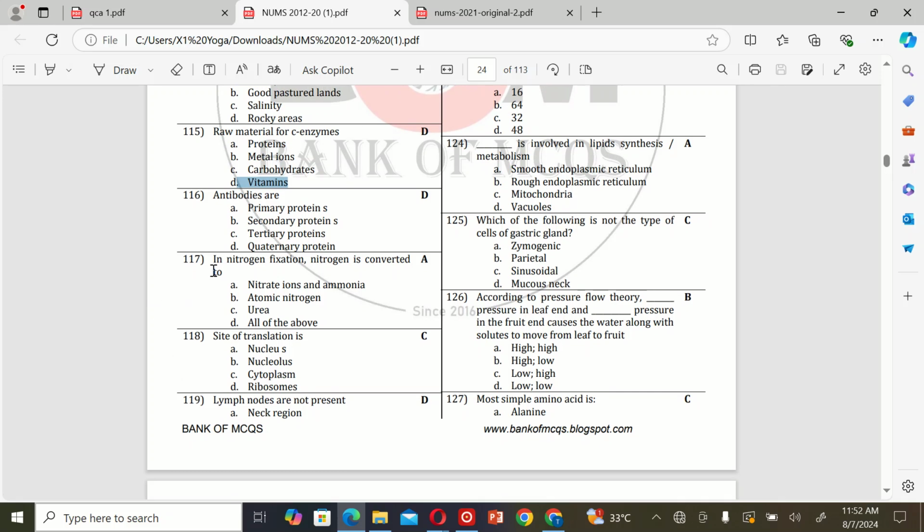The next MCQ is, in nitrogen fixation, nitrogen is converted to A. Nitrate and ammonia, B. Atomic nitrogen, C. Urea, and D. All of the above. So the correct option is A.